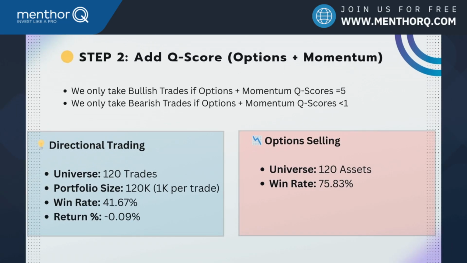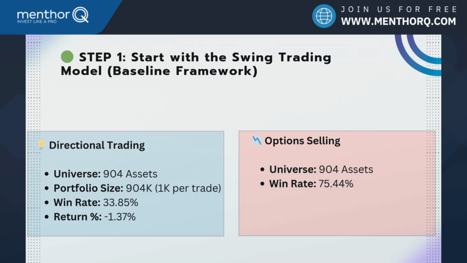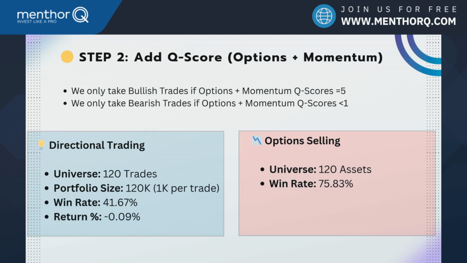So the first exercise, and we call this tilting our strategy. We started from our baseline, which was simply using our swing trading model. So we had about 904 assets. How can we narrow it down by adding some factors? So the first factor that we are going to add is our Q score, options, and momentum. So what we do here is we filter those 904 assets by our Q score.